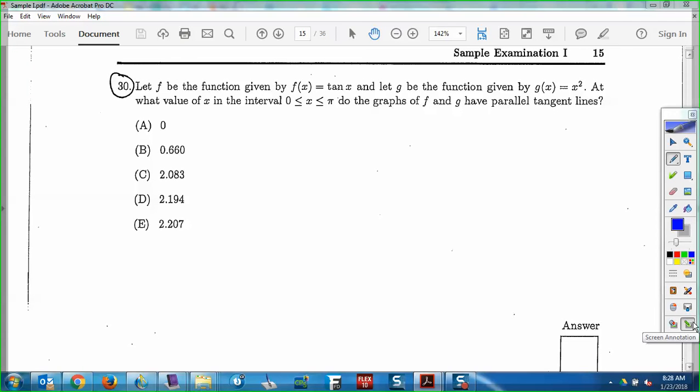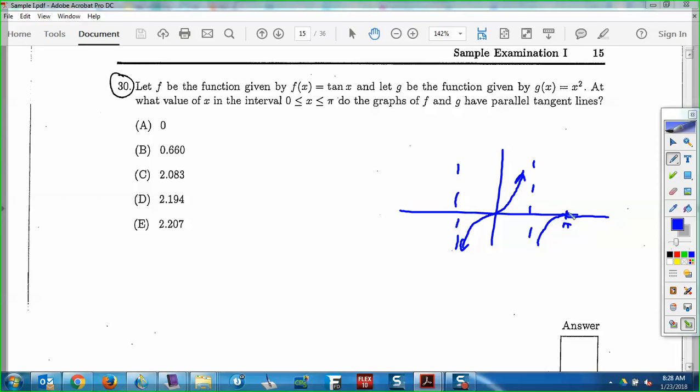Let f be the function given by tangent x, let g be the function given by x squared. At what value of x do the graphs have parallel tangent lines in the interval 0 to pi? Now, it's not a bad idea to know what tangent looks like. You know that the tangent graph, at pi halves, negative pi halves, it kind of comes through and does this. And it says from 0 to pi. So pi would be right here when it comes up and kind of does one of these. So we're looking at really just from here to here.